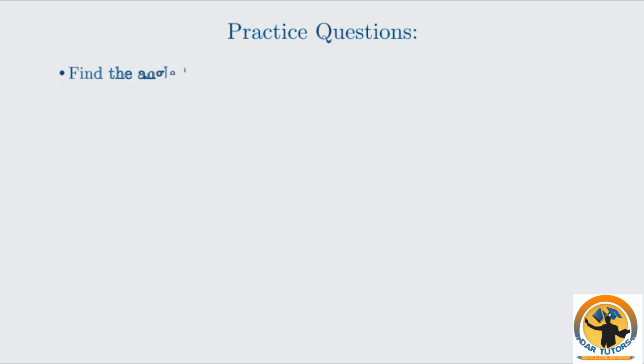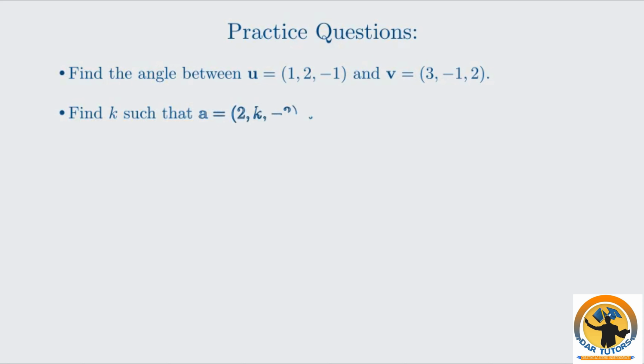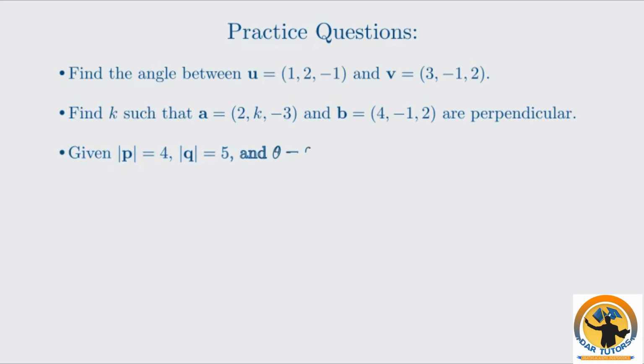Question 1. Find the angle between the vectors u equals (1, 2, -1) and v equals (3, -1, 2). Question 2. Find the value of k such that the vectors a equals (2, k, -3) and b equals (4, -1, 2) are perpendicular. Question 3. Given that the magnitude of p is 4, the magnitude of q is 5, and the angle between them is 60 degrees, find p dot q.